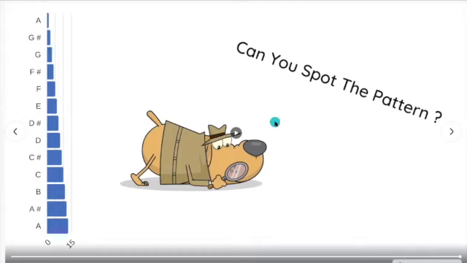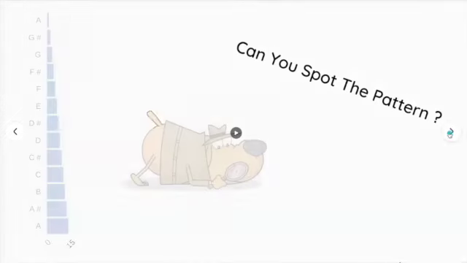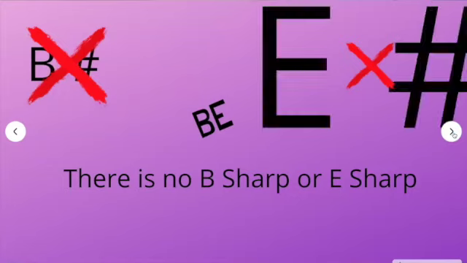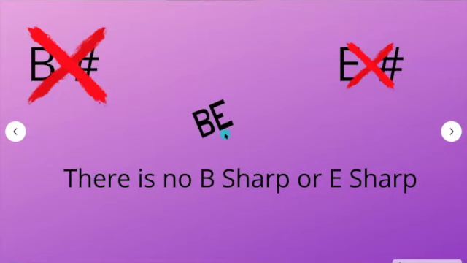Well, the good news is if you can spell, and we can have a quick little spelling test of one word, it will help us with the entire pattern. Can you spell the word B? If so, you can remember that inside the musical alphabet, there is no B sharp and there is no E sharp. Everything else gets a sharp. So if you can remember the word B, you're good.